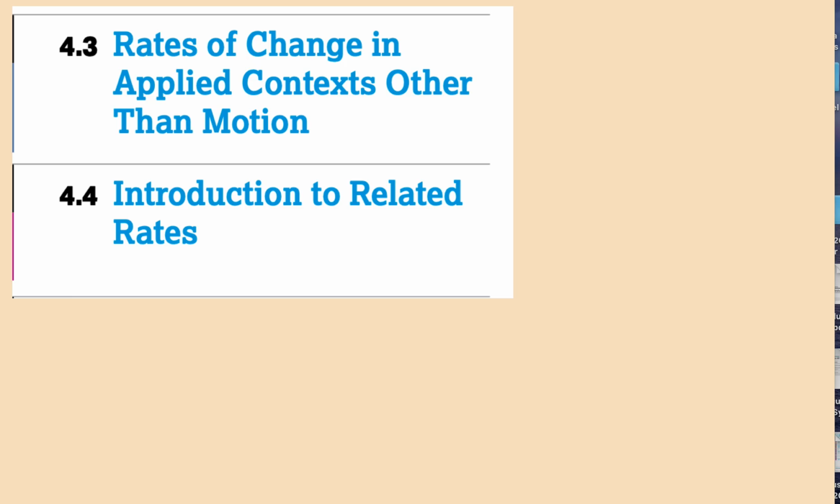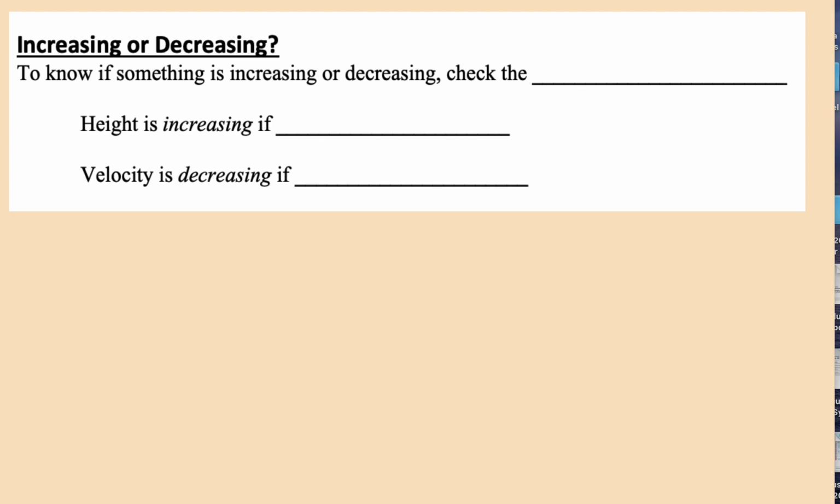Hello Gators, we're going to be learning about rates of change in applied contexts other than motion, other than velocity and acceleration, and we're going to have an introduction to related rates. Let's take a look at something we've seen before.